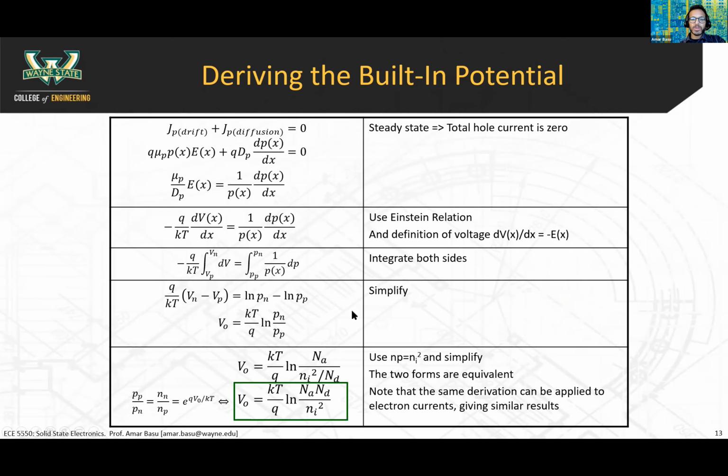There's a way that you can derive a formula for the built-in potential and it's just given by this very simple formula here. kT over Q, ln of Na Nd over ni squared. So let's define what those are. Na is the p side doping. Nd is the n side doping. ni is the intrinsic carrier concentration.